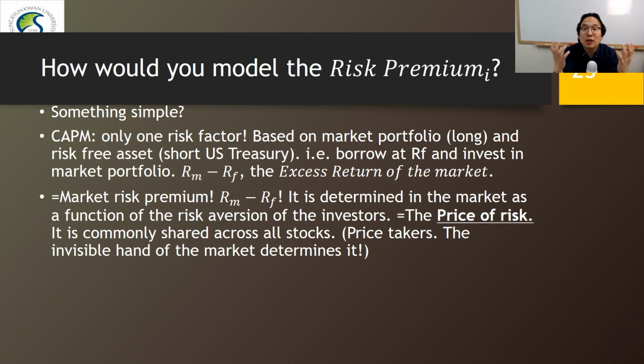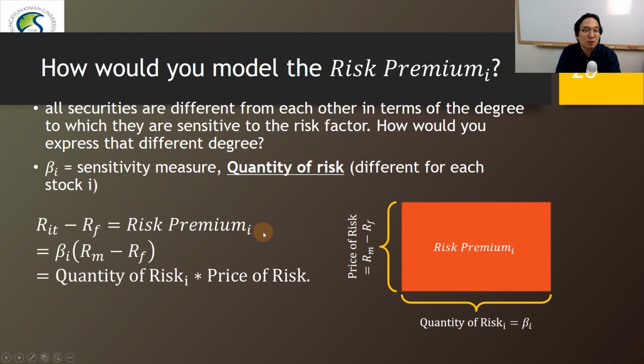We call it the price of risk, the price of risk. It is commonly shared across all stocks, and all the market participants are price takers, and the companies are price takers as well. And so the securities get priced with this price of risk, the market risk premium. The invisible hand of the market determines it. Okay, now what the heck are you talking about? Some of you may wonder, but bear with me, please.